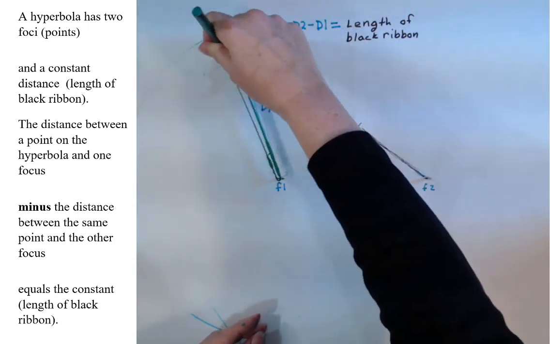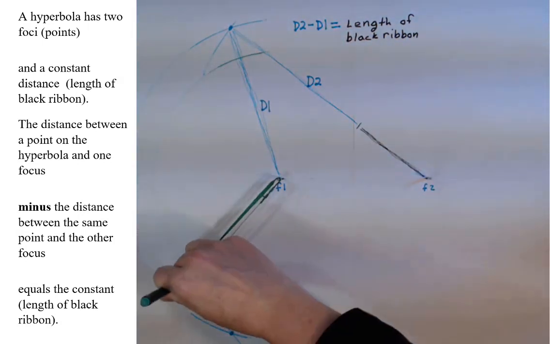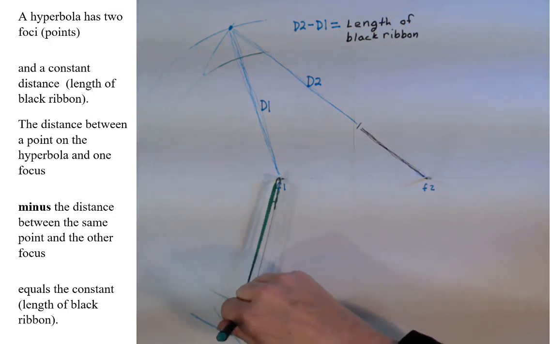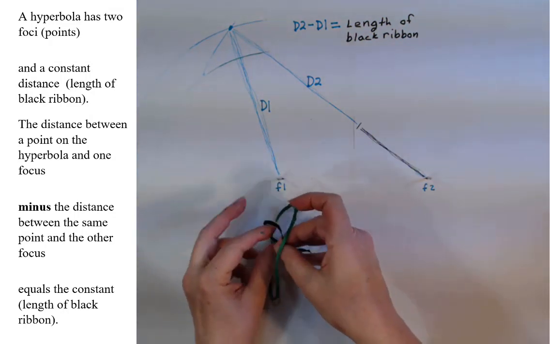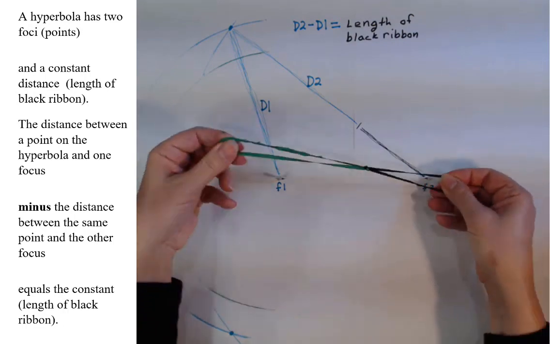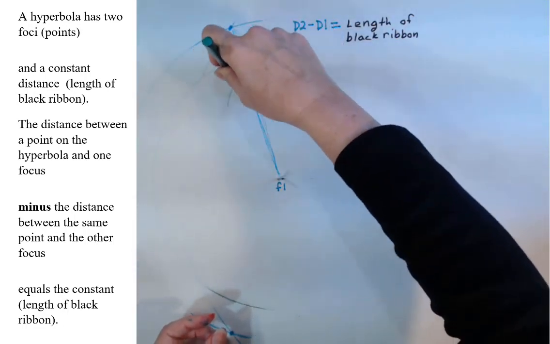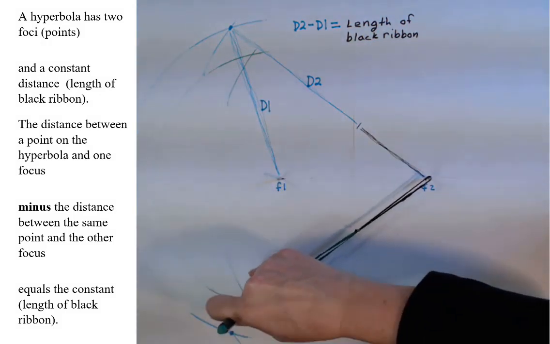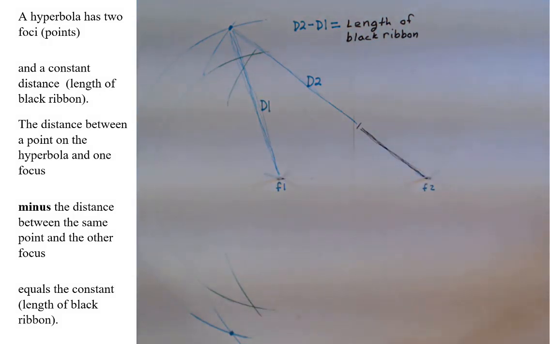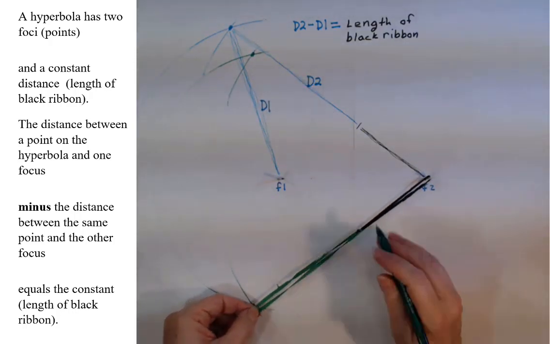We do this again with a different color ribbon, green this time. The green one's a little shorter than the blue one, so I get points that are a little closer to focus 1. Then I combine the green ribbon with the black ribbon, the same black ribbon as before, and I find points that are that distance away from focus 2. Where those arcs intersect, I have more points for my hyperbola, one near the top of the graph and one near the bottom.